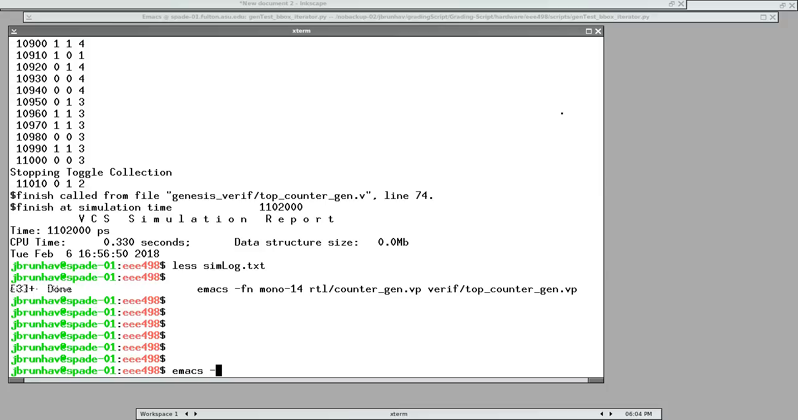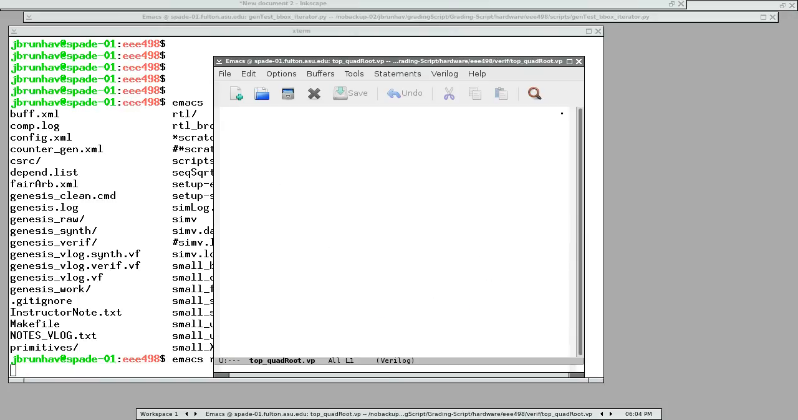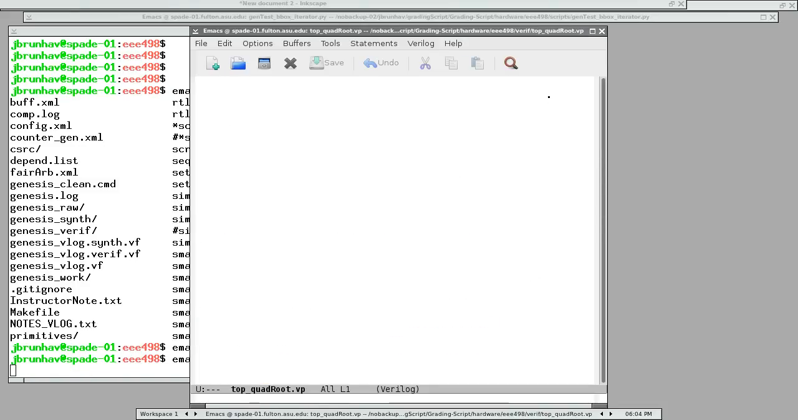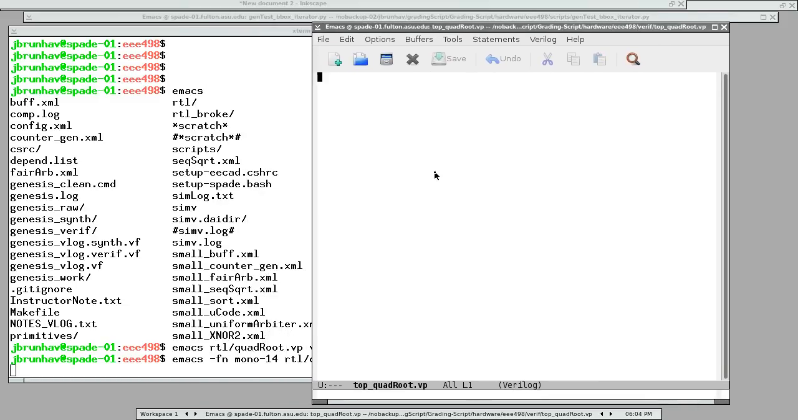So we'll need to give our module a name. We'll call it QuadRoot, and there we go. Maybe make sure the font's a little bigger. That seems like a pretty reasonable size. All right, so let's get going.